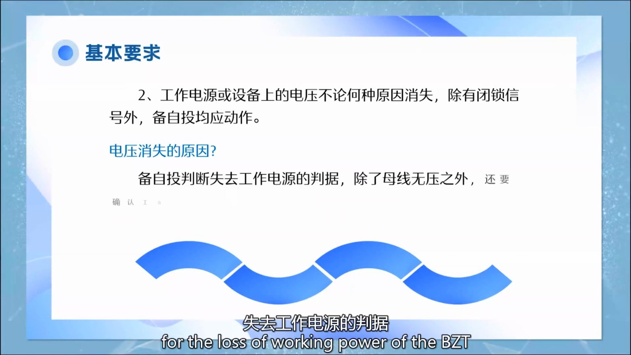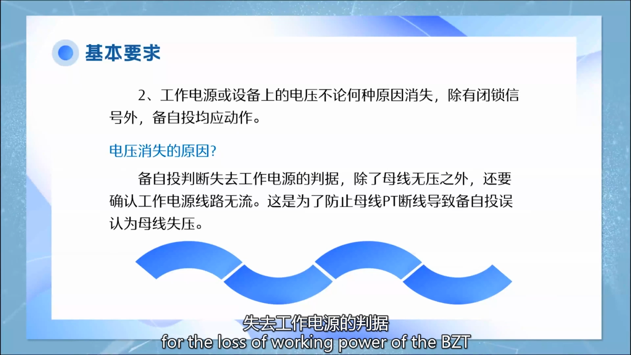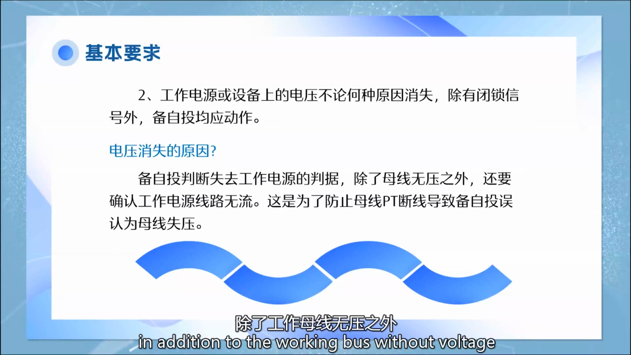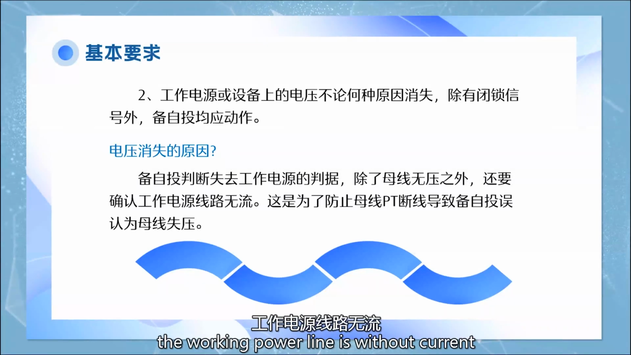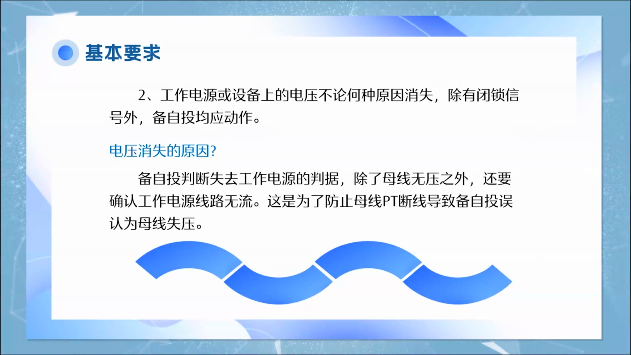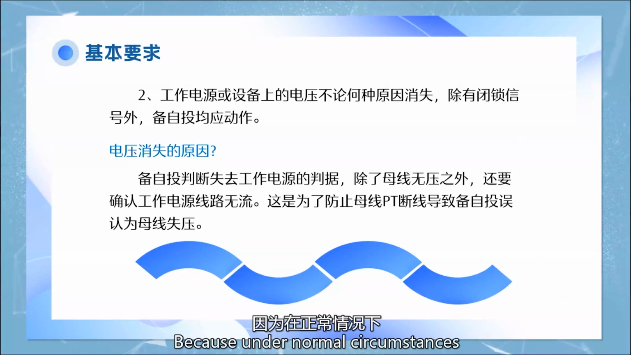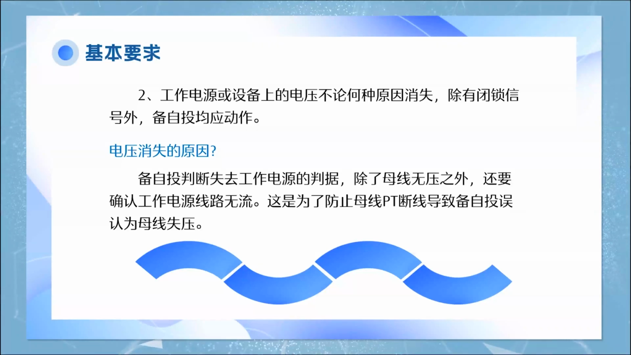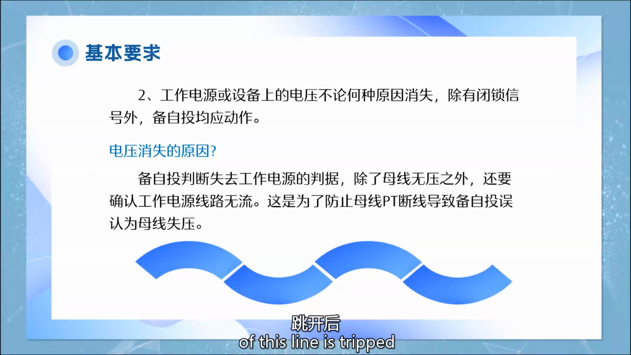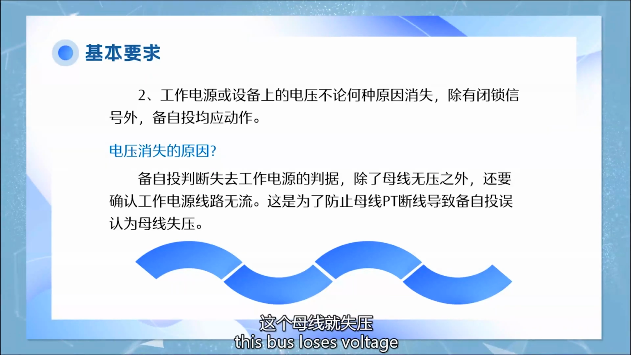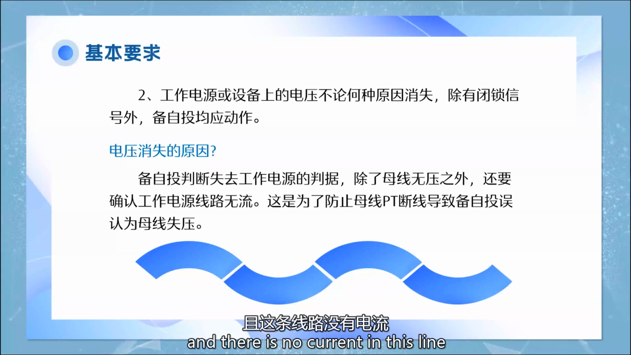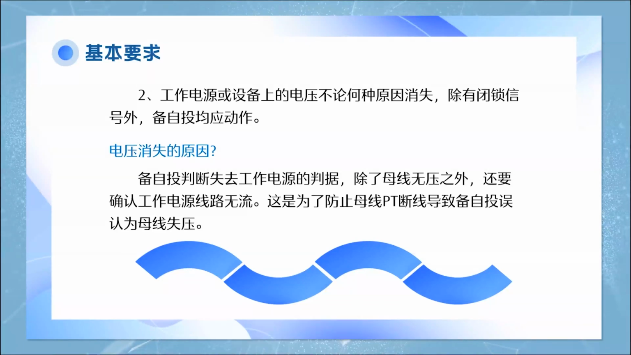The judgment for the loss of working power of the BZT, in addition to the working bus having no voltage, must also confirm that the working power line has no current. Because under normal circumstances, after the circuit breaker of this line is tripped, this bus loses voltage, and there is no current in this line.